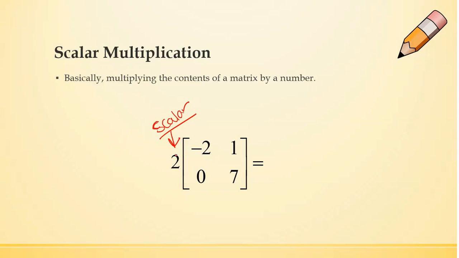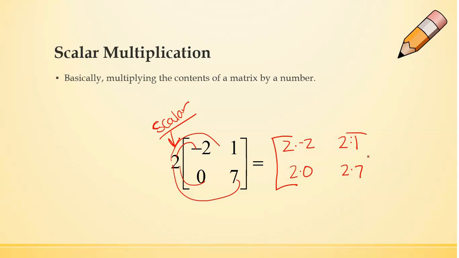So what we're going to do is multiply this 2 into everybody. So it's going to look something like this. 2 times -2, 2 times 1, 2 times 0, and 2 times 7. Basically, my resulting matrix, a 2 by 2, is -4, 2, 0, and 14. Not too bad, right?